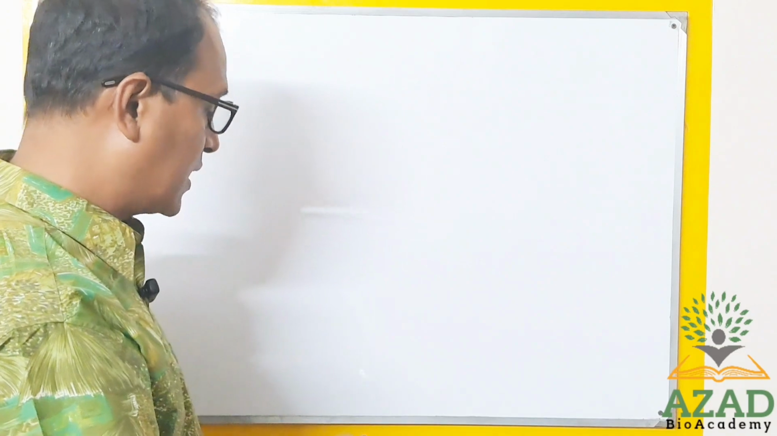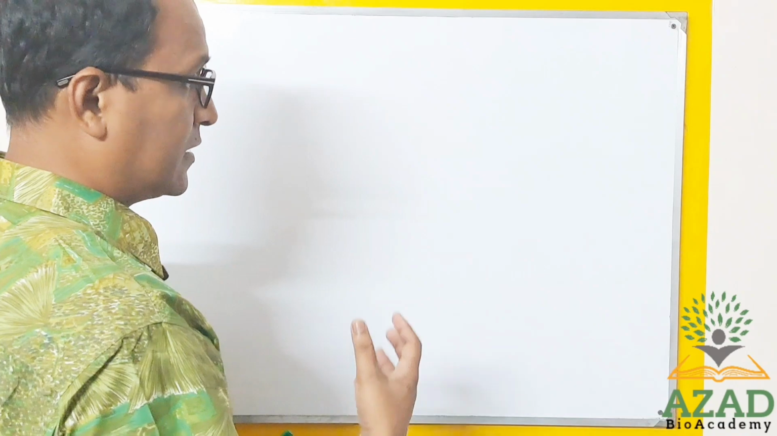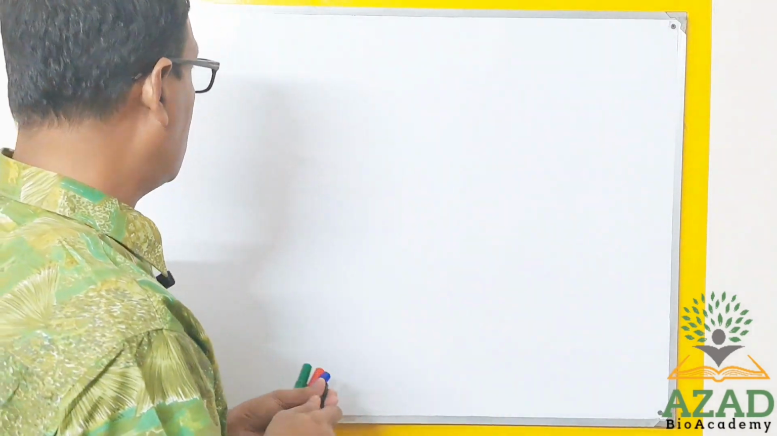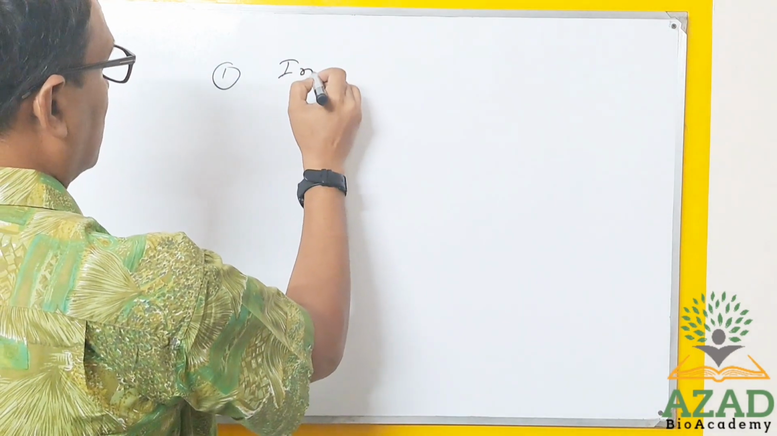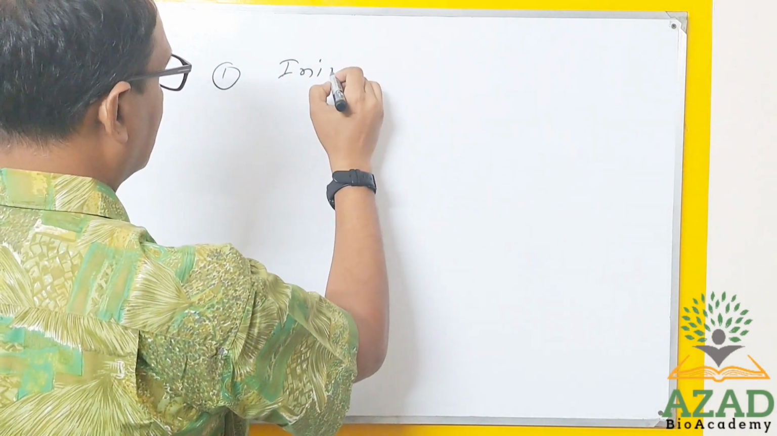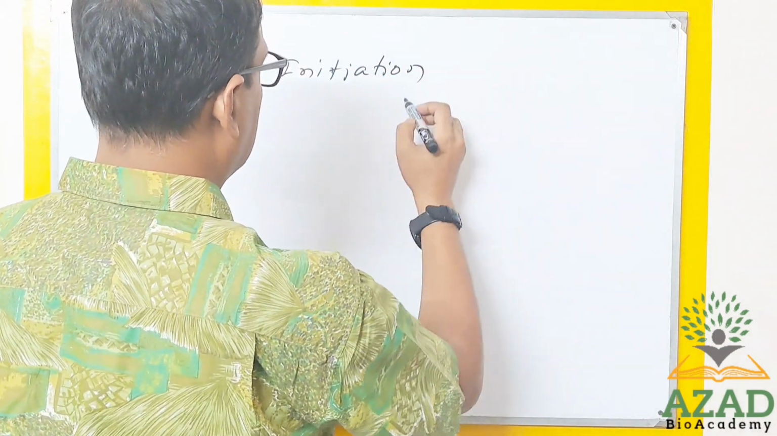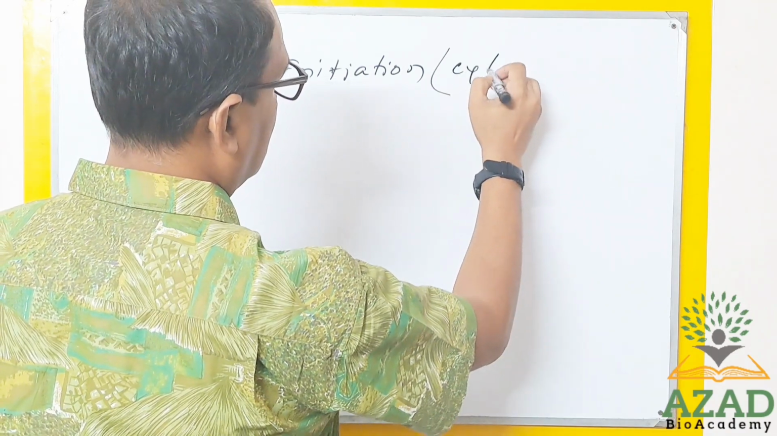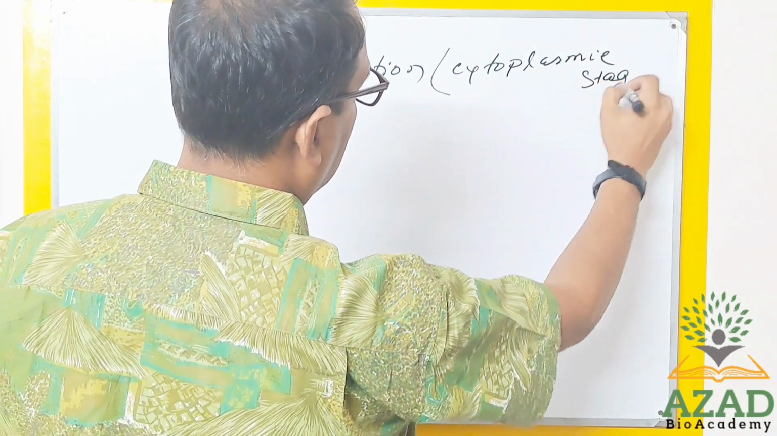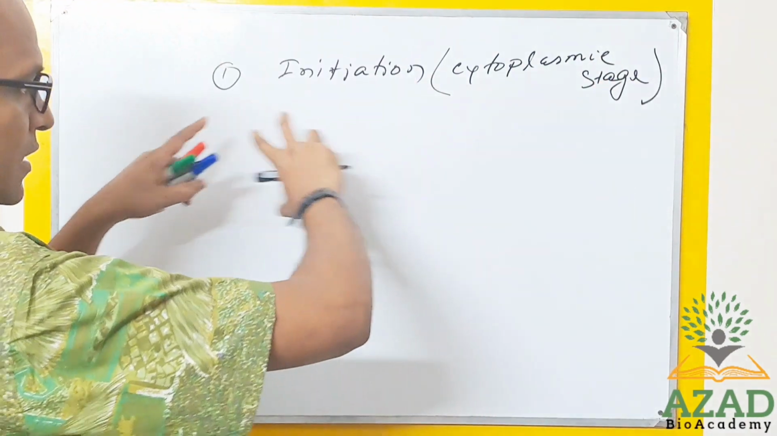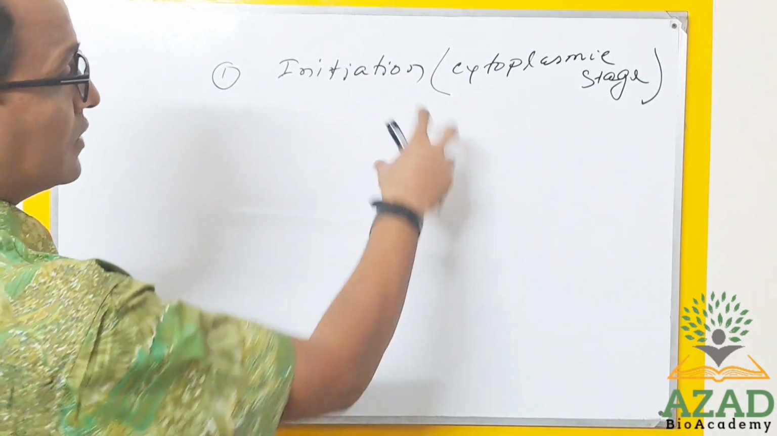Okay, so come to the point. I will just try to explain in three categories. First of all, that is the initial stage, or you can say initiation. That is basically the cytoplasmic stage. Okay, that means all the associated processes will be within the cytoplasm.